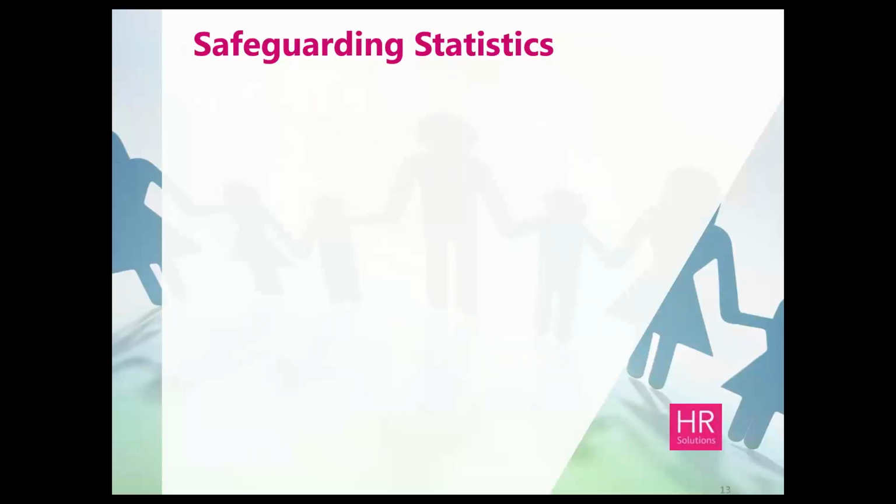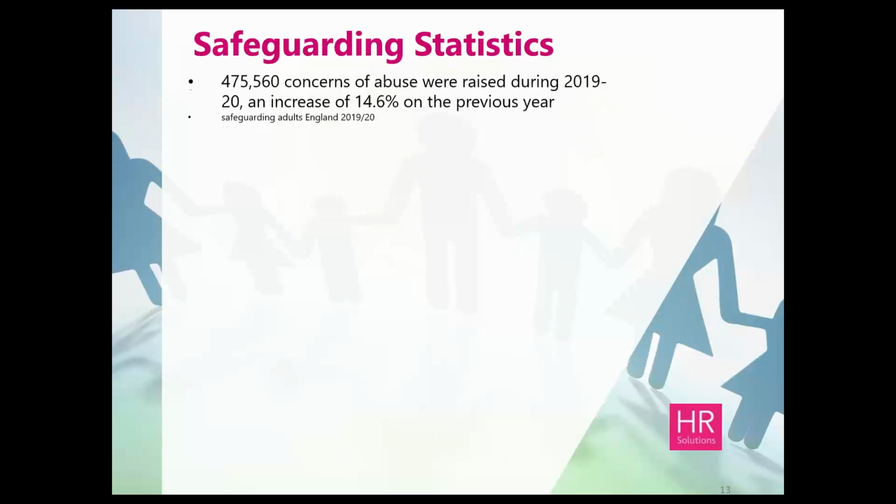Going to move on to some statistics. And again, there's loads of statistics out there, but this particular one is taken from the Safeguarding Adults England report. 475,500 concerns of abuse were raised during 2019 and 2020, which was an increase of nearly 15% on the prior year. So there's nearly 500,000 concerns on an annual basis with regards to safeguarding adults.